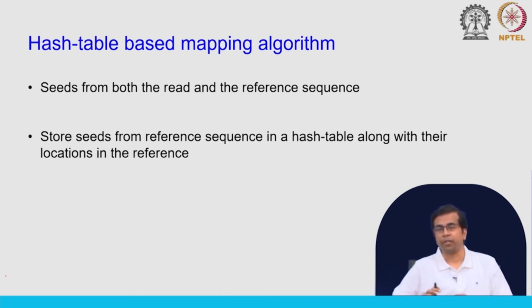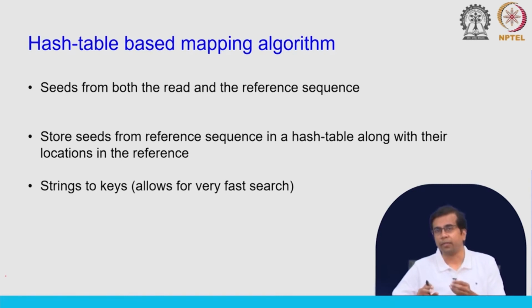Once you have built these seeds for the reference sequence, we store them in a hash table along with their locations in the reference. We will take an example to understand how this is done, and I will also describe what a hash table is. What this hash table does is convert these strings or substrings into something called keys. For each key there will be a value, and that value would be the location. This is a data structure, and the moment you do this, it allows for very fast search.